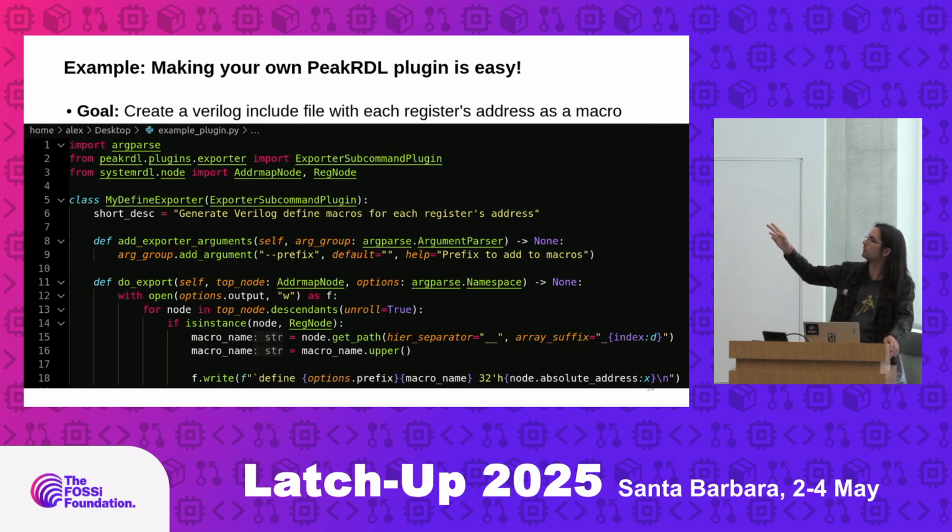The goal that we want to do here is create a Verilog include. Each has a define with an address. That's the hypothetical example here. So we add an argument, we prefix that macro. And then on the export side, lines 11 through 18, pretty straightforward. We open a file. Next line down, we iterate through all of the registers. If there's arrays, we unroll them. And then if it is a register, because that's the only thing we care about right now, we generate a macro name, so we get the full path. And then we write it to the file, and that's it.